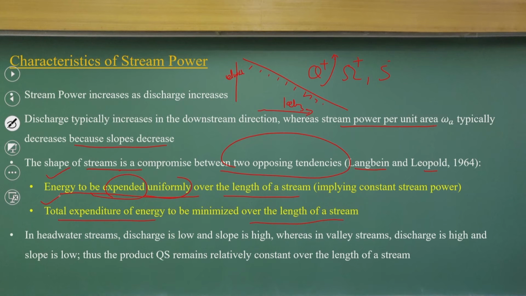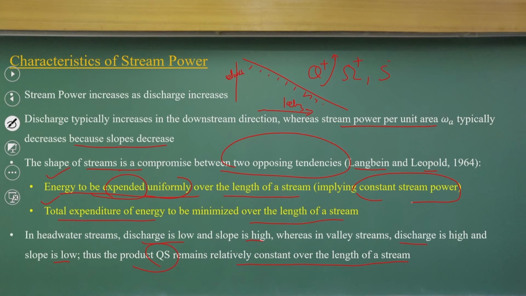In headwater streams, the hilly streams, the discharge is low and slope is high. In the valley streams you have a discharge that is high and the slope is low, thus the product of QS remains relatively constant along the river. That is the concept. The energy expended uniformly, or a constant stream power, will happen from the headwater to the valley, because in the headwater discharge is low and slope is high, but in the valley streams the discharge is high and slope is low.